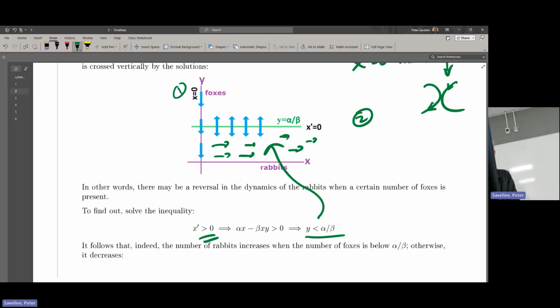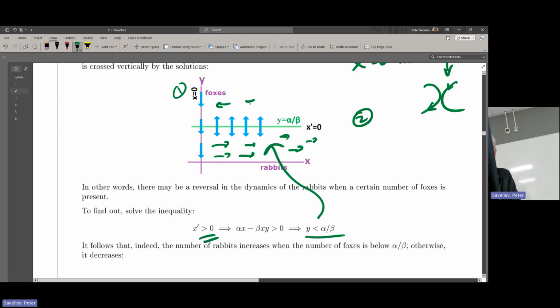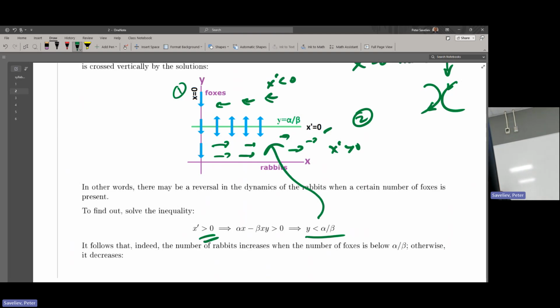Okay. In the meantime, you can guess that over here it will be the opposite. X prime is negative here. X prime is positive there. X prime is equal to 0 on that line. So roughly, the x dimension of our dynamics will be growth, decline. Okay. Too many foxes. If we go beyond that green line, there are too many foxes, and they bring the number of rabbits down.